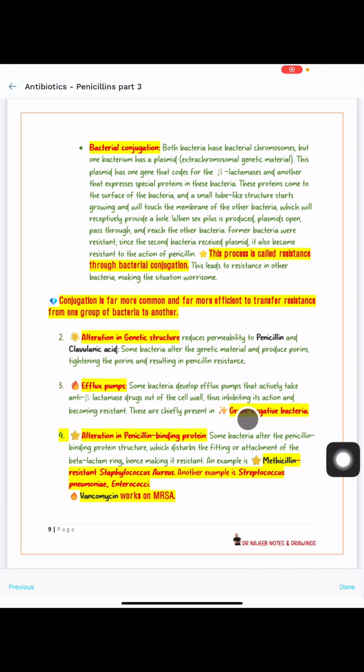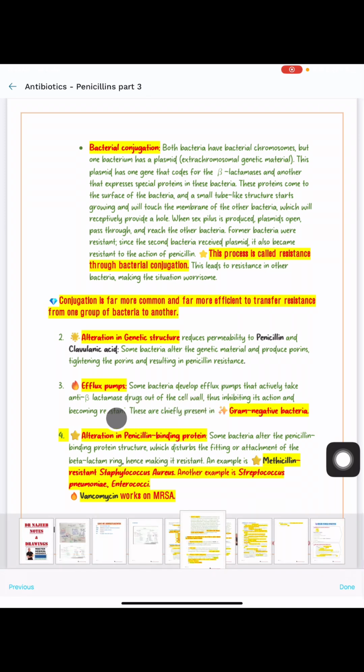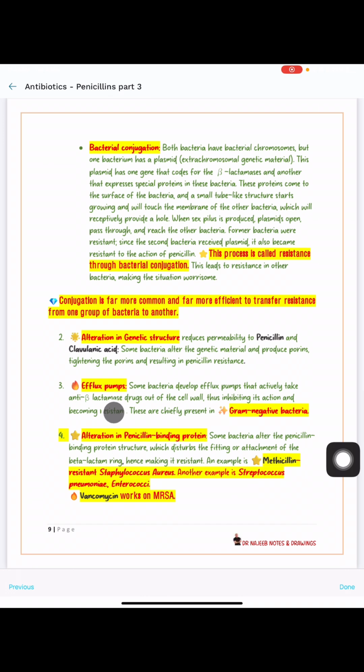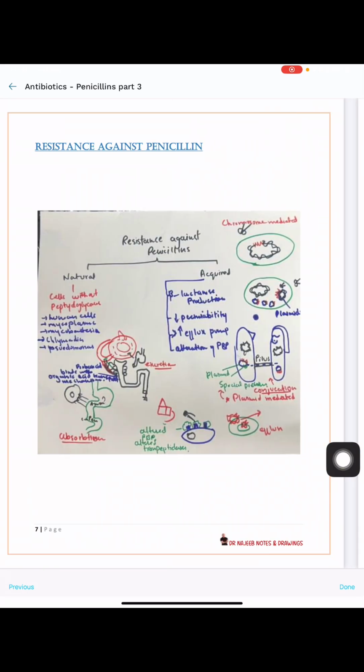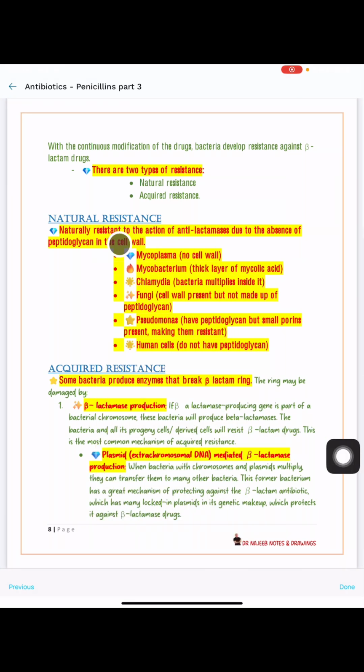Okay, wait. Anti-beta-lactamase drugs. The ones that are clavulanic acid, that was the beta-lactamase inhibitor, no? Then sulbactam and tazobactam. What they will do is bind to that particular beta-lactamase, and it won't let it destroy the beta-lactam ring of the beta-lactam containing antibiotics. Now, okay, wait, I can relate one thing here. The natural resistance to the action of anti-beta-lactamase, the beta-lactamase inhibitor.